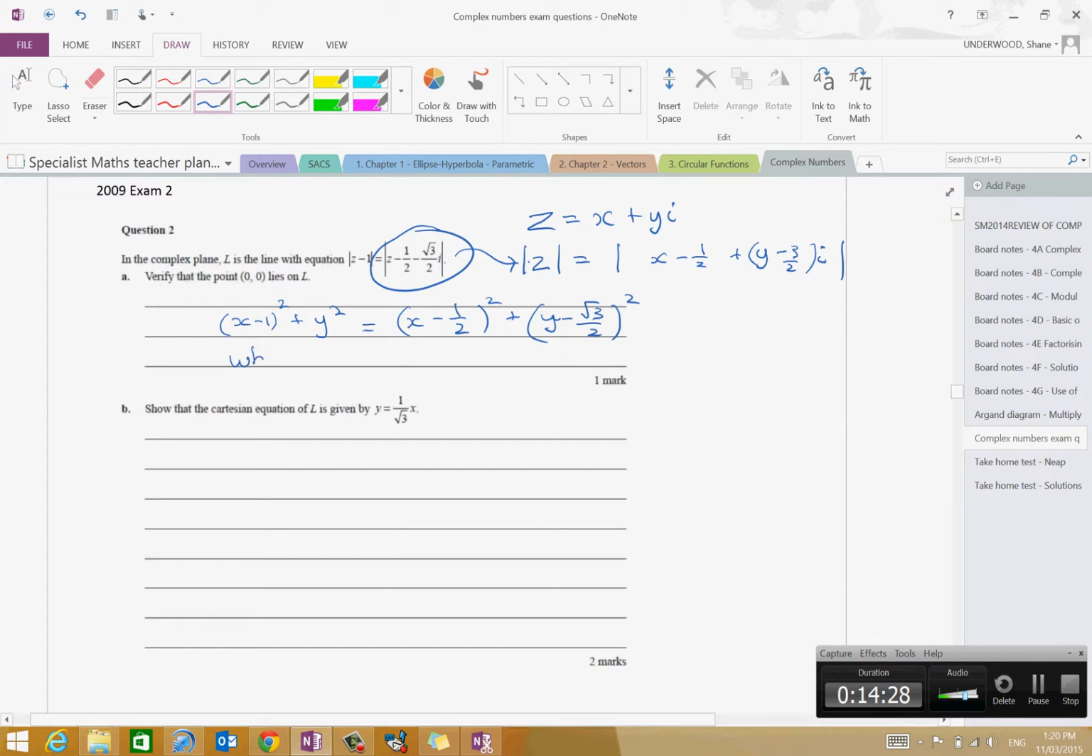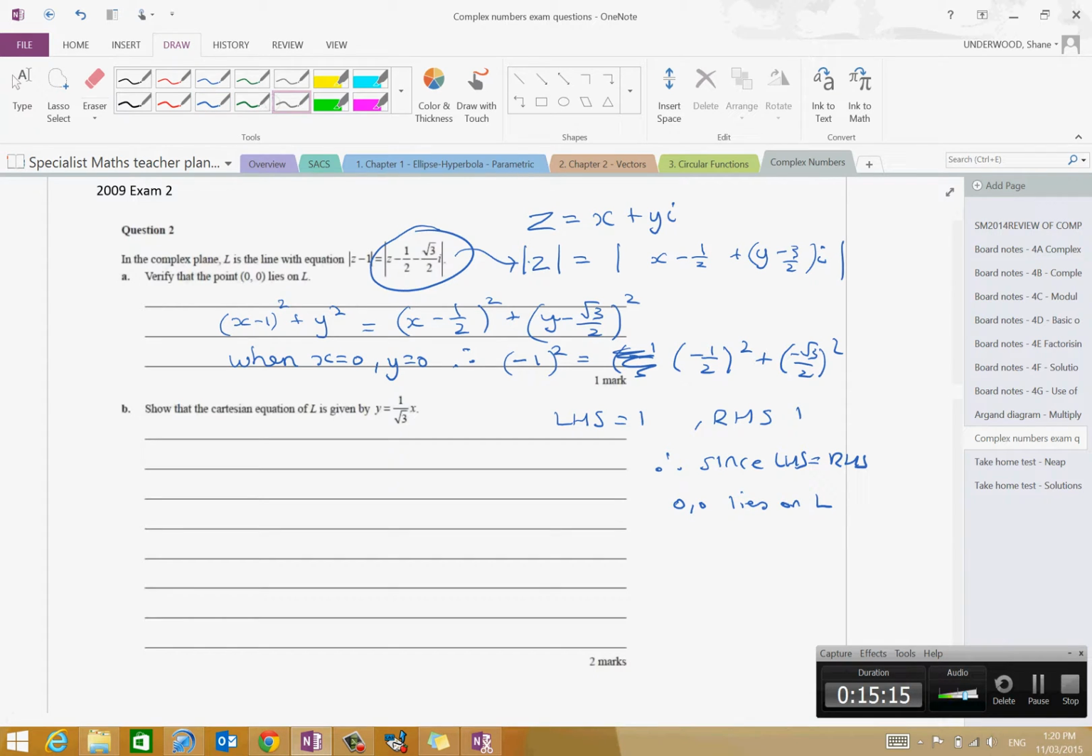So what we say is when x equals 0, y equals 0. Therefore, we can sub x equals 0, y equals 0 in. We've got negative 1 all squared is equal to negative a half all squared plus negative root 3 on 2 all squared. So we can say that the left-hand side is equal to 1, and then the right-hand side is equal to 1. So therefore, since left-hand side is equal to the right-hand side, 0, 0 lies on L. We've just verified it because we've subbed that point in.